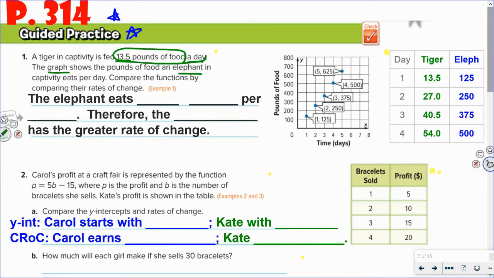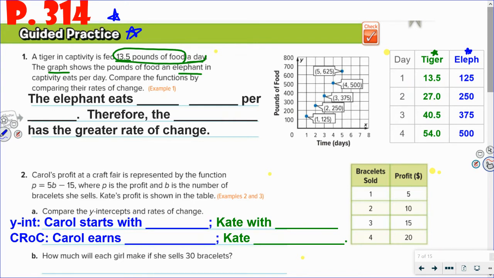So notice if I make a table, I'm going to put day in the first column, then tiger, and then I'm going to put elephant right next to it. So we have a 3-column table. Some people call it a back-to-back table because you have tiger and elephant right next to each other. Tiger, it says 13.5 pounds a day, so we can simply add 13.5 pounds for each one day. That means after the second day, the tiger would have eaten 27 pounds. Third day is 40 and 5/10 pounds, and so on.